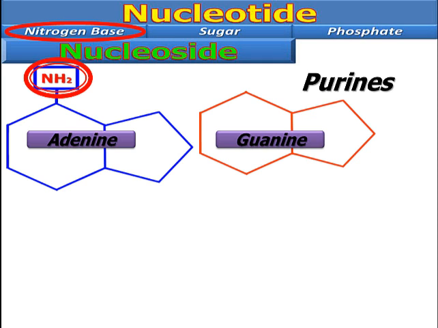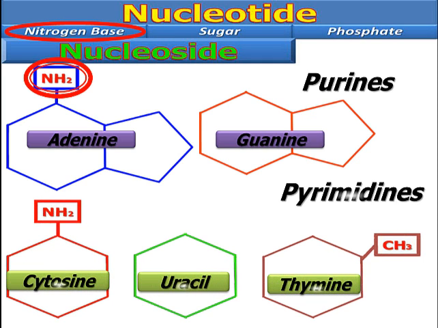Then we get to pyrimidines, the ones with one ring. Again, cytosine with NH2 group, uracil without any group, and thymine with a methyl group. I should emphasize again that asking about the detail of structure in the exam is highly unlikely to happen. However, the parts that make them distinguishable are crucial.